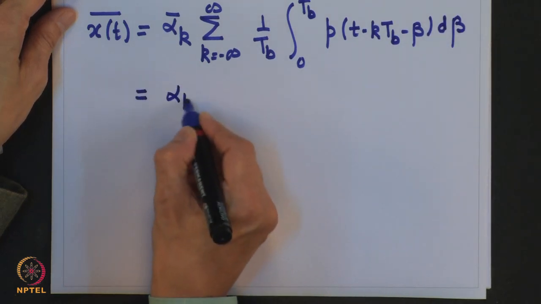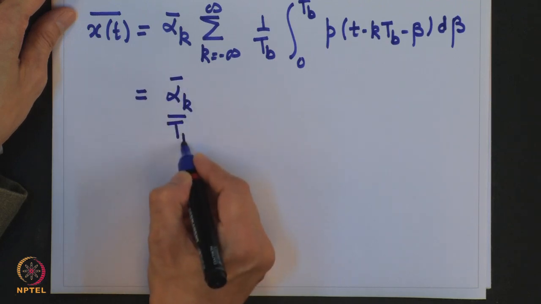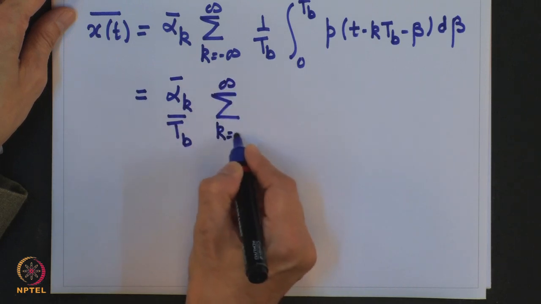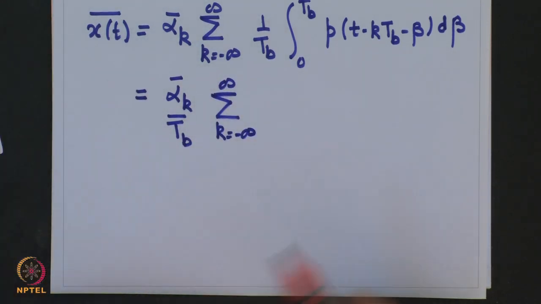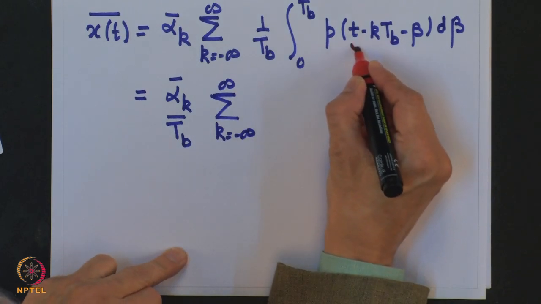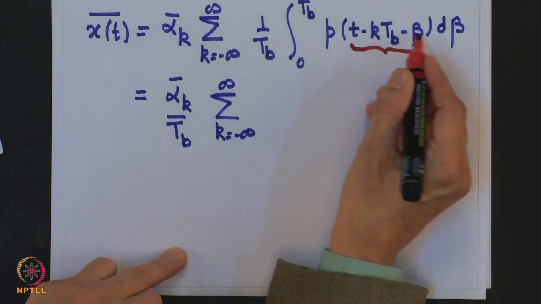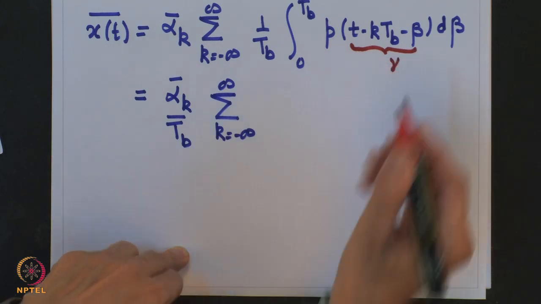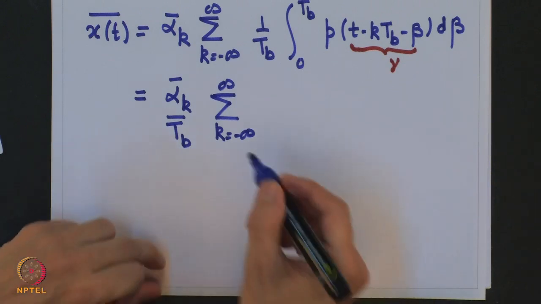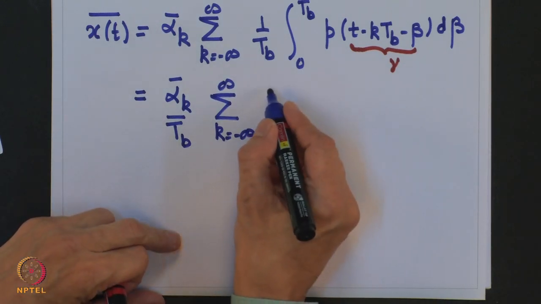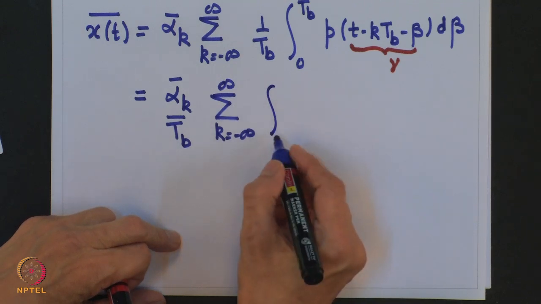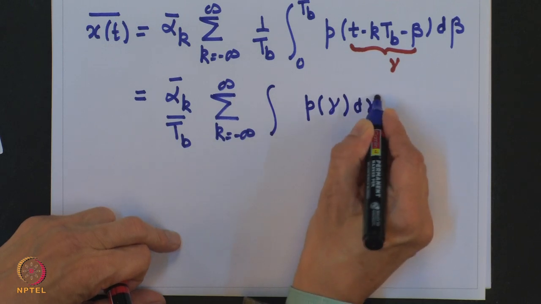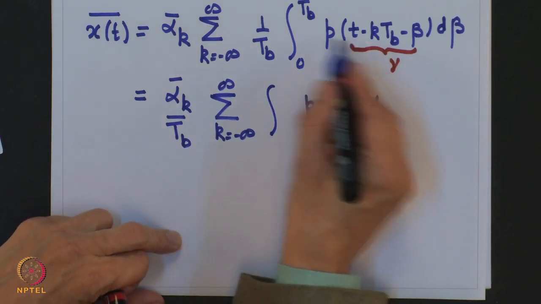This I can rewrite as follows. I will make a simple substitution. Let T minus k T_b minus beta equal to, say, gamma. Then if I do this, I can rewrite it as P gamma d gamma, and then substitute the limits.